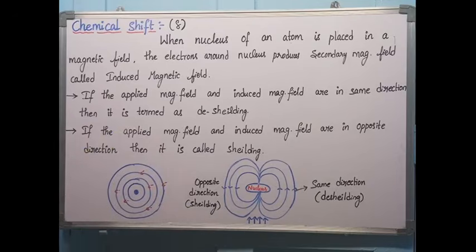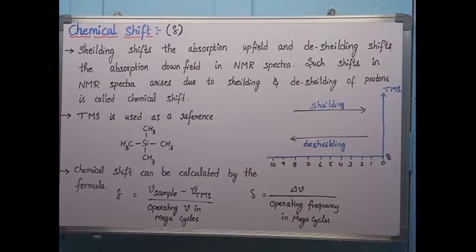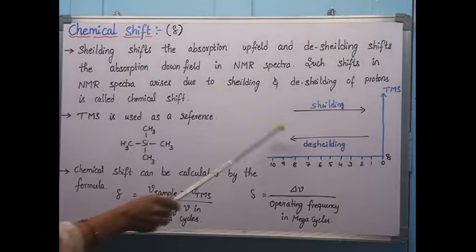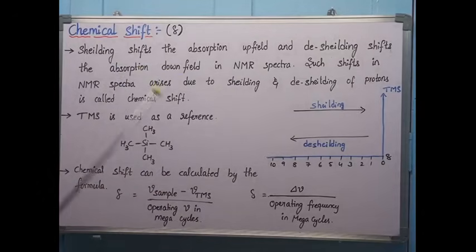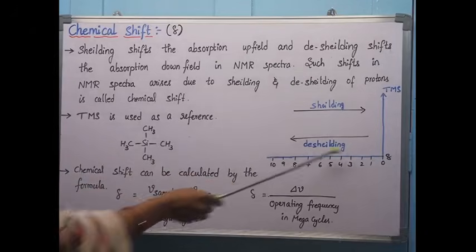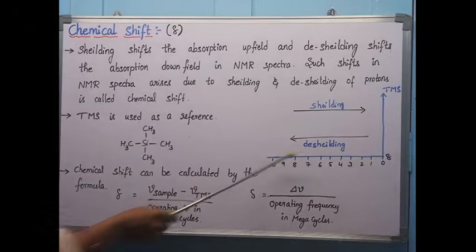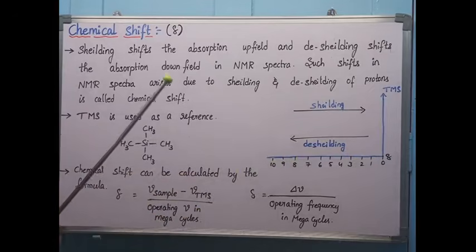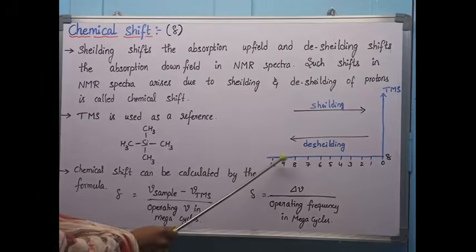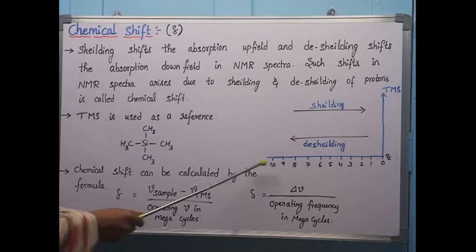Let us see what a chemical shift is. Because of shielding and deshielding, we get different signals in the NMR spectra. Shielding shifts the absorption peak towards upfield. Deshielding shifts the absorption peak towards downfield. You can observe the NMR spectra. There are values from 0 to 10. These are nothing but chemical shift values. Chemical shift is expressed in delta, and it has units called ppm, parts per million.